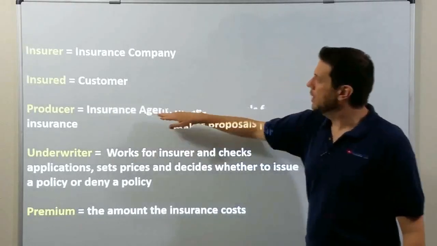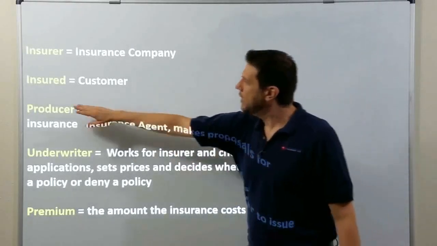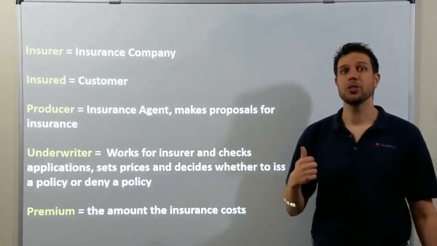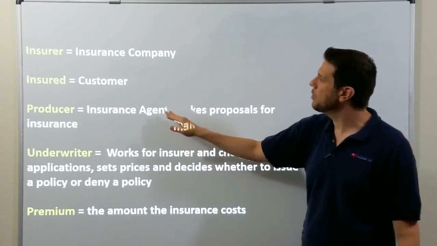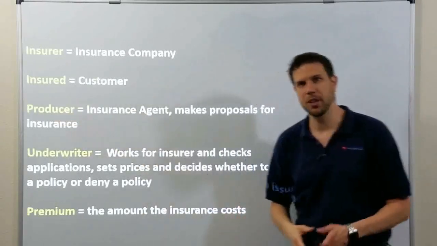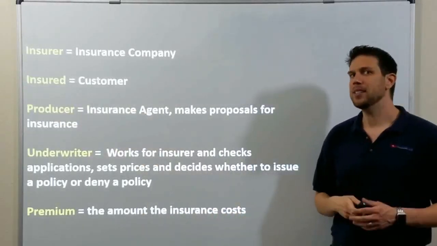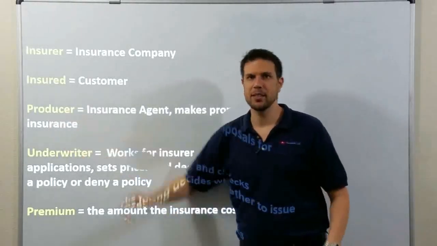You are trying to become an insurance agent. Anytime I say insurance agent, I also mean producer. A producer is an insurance agent. An insurance agent is an insurance producer. The actual name of your license is called a producer's license.